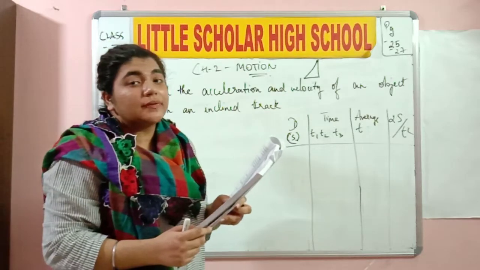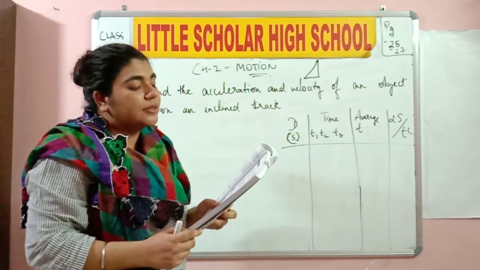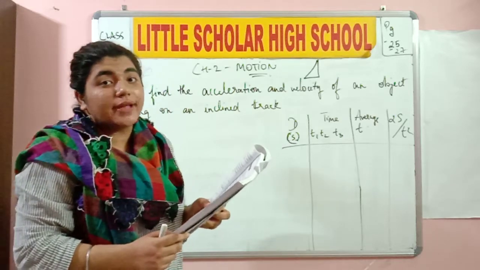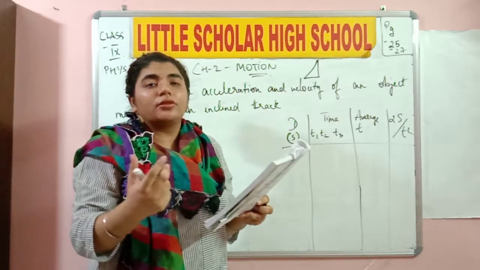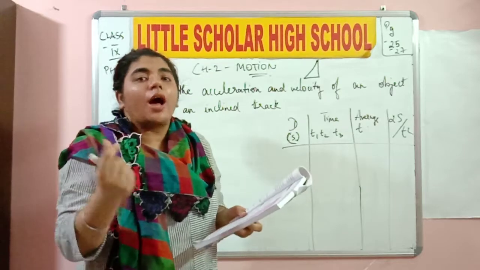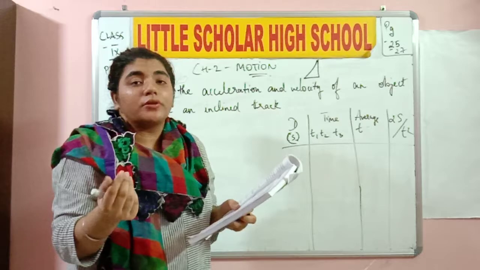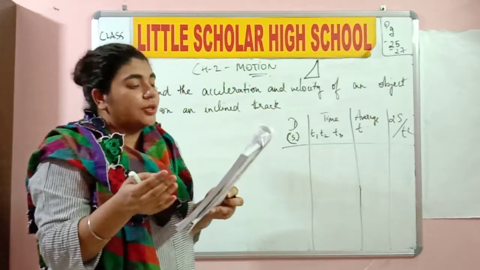So, the lab activity aim here is to find the acceleration and velocity of an object moving on an inclined track. What is acceleration? Acceleration is the rate of change of velocity, how much the velocity is changing at a particular instant. What is velocity? Speed in a particular direction, yes or no?